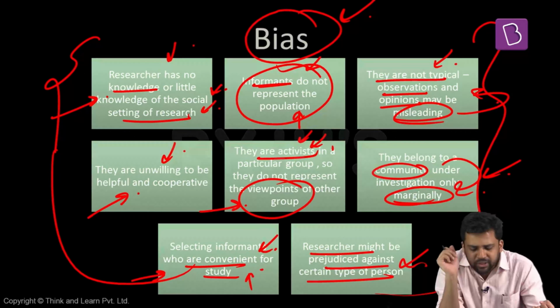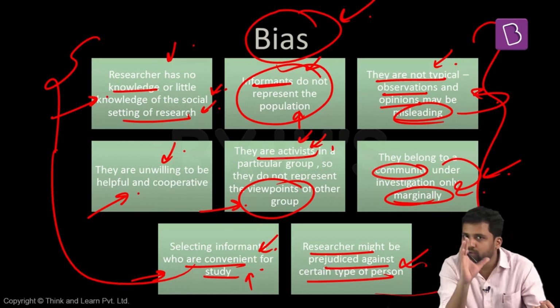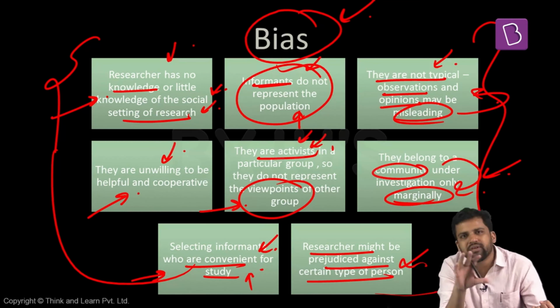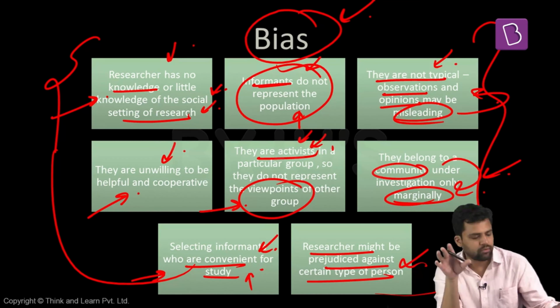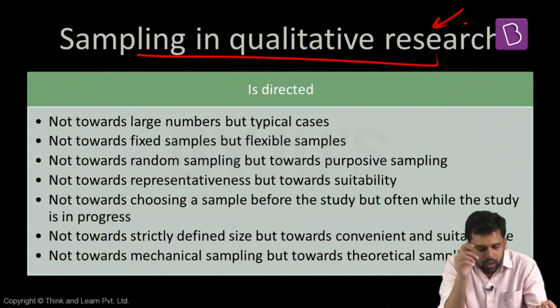Now, another dimension here: when you are going for a qualitative study, what are the factors that you are taking into consideration when you are choosing samples? If you are going for qualitative research, what is the difference between qualitative methods of sampling and quantitative methods of sampling? Now, when you are going for sampling for qualitative research, what are you trying to get?